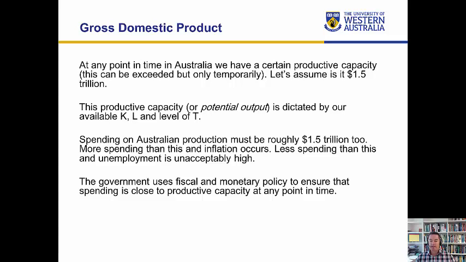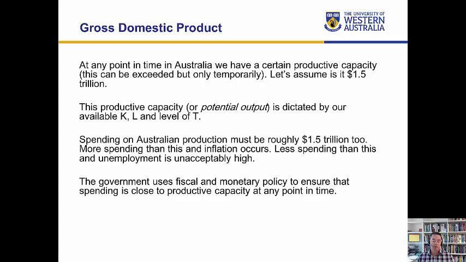So let's just imagine that potential output, we could somehow measure what it is, and it's $1.5 trillion worth of real GDP in Australia. If the economy goes beyond this level of potential output to say 1.7 trillion, then we are going to get unacceptably high inflationary pressure and eventually inflation. If we go below potential output, then the level of unemployment will become too high.